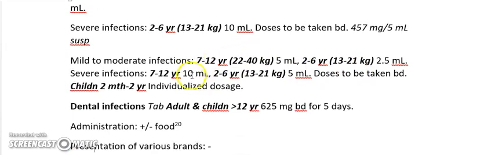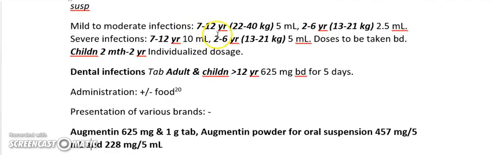And for mild to moderate infections, for 7 to 12 years old, it's 5 mils, and 2 to 6 years old, 2.5 mils. And for severe infections, in 7 to 12 year olds, it's 10 mils, and in 2 to 6 year olds, it's 5 mils. And doses are to be taken twice a day. And for children 2 months to 2 years old, you have to individualize the dosage.